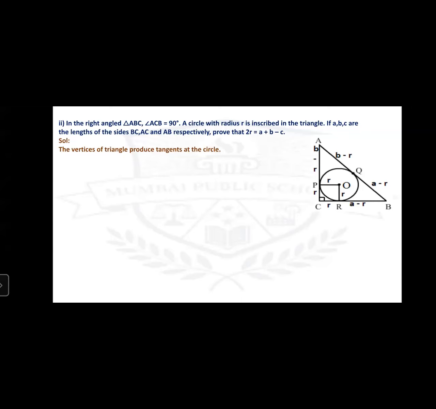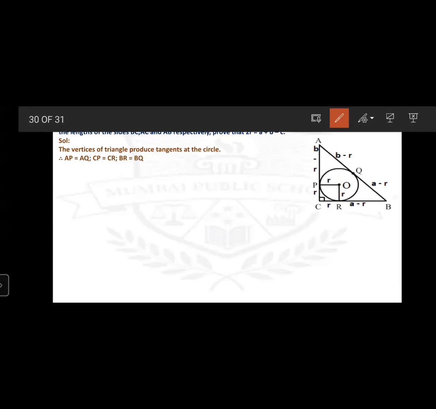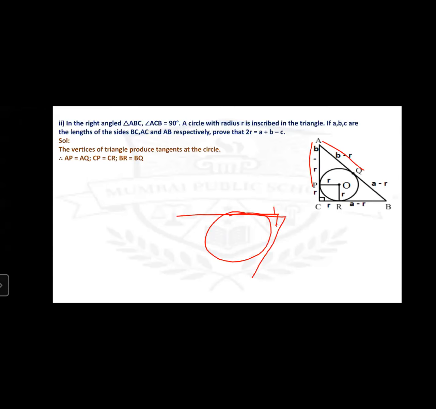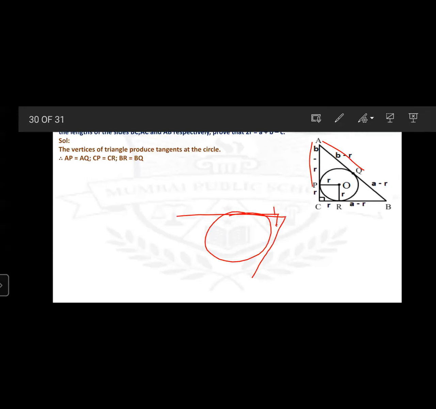The vertices of triangle produce tangent of the circle. See, these vertices mean A, B, C. These three vertices produce the tangent at the circle. So AP is equal to, see in the figure, this distance AP is equal to AQ. है ना? This is the tangent, so this distance and this distance are equal. So AP is equal to AQ.